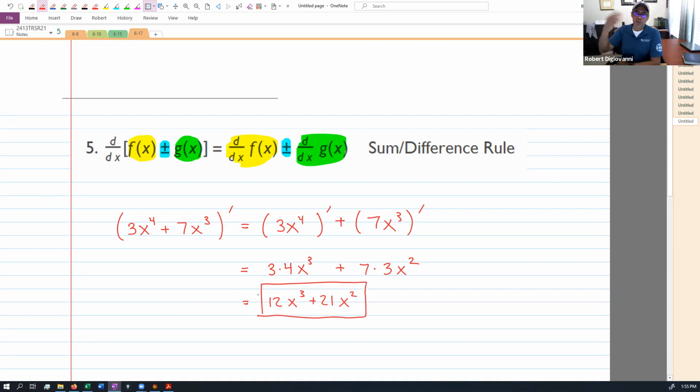Now, you will get to a point in this class where you're no longer writing 3 times 4 and 7 times 3. You just bring the 4 out, hit the 3 and it becomes the 12. Bring the 3 out, hit the 7, become the 21. You don't need to show this step. I just didn't want to jump from here to here. Good, we're done. That's a nice rule. The rule just says you're allowed to do it.